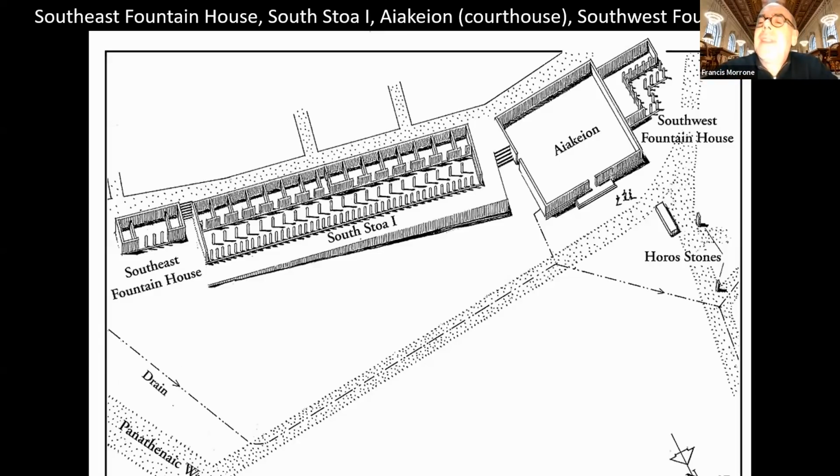In this detail from the map that I showed you earlier, we see the locations of two fountain houses: on the left, the southeast fountain house, and on the right, the southwest fountain house, in relation to, in this case, the South Stoa 1, and also the Iachean, which was sort of the courthouse.